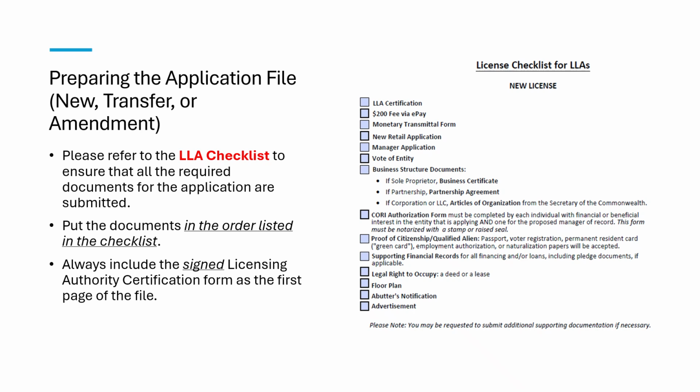Before you submit an application for a new license, transfer of license, or amendment to a license to the ABCC, please review the LLA checklist and make sure all the required documents are included. Please make sure that the documents are put in the order listed within the checklist. Always include the signed licensing authority certification form as the first page of the file.